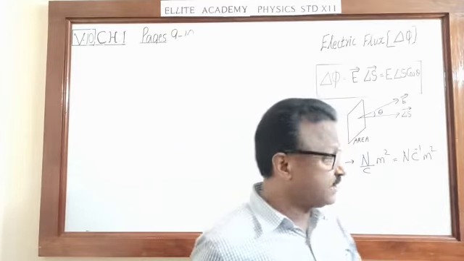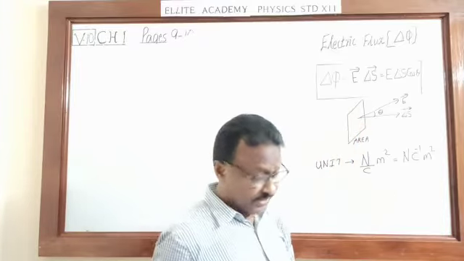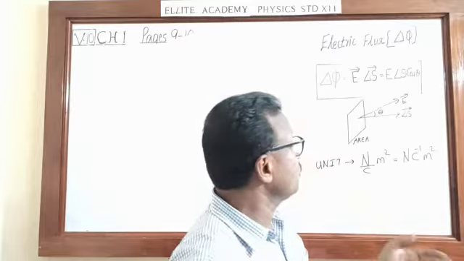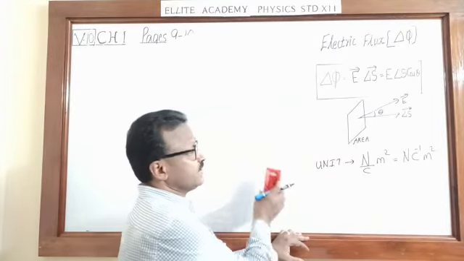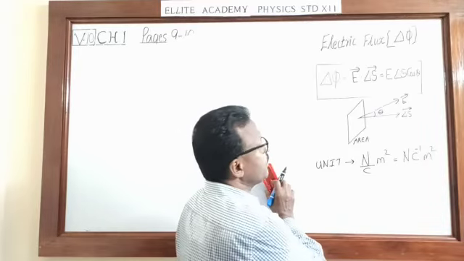What is electric flux? What is its unit? Is it a vector or not? It is not a vector. Then the last point: when it is 0, when it is maximum, when it is 90 degree, and when it is going to be minimum.